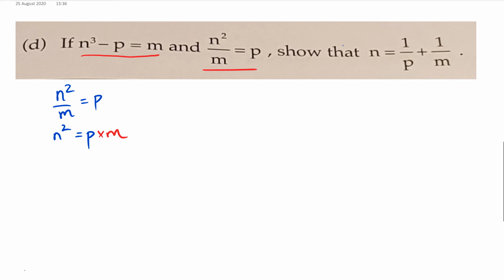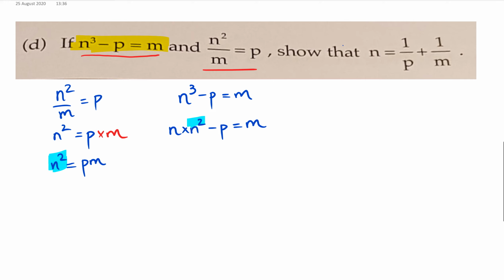So once I have n squared is equal to p times m, I'm going to go back to this equation, which is n cubed minus p equals m. And I'm going to split the n cubed into n multiplied by n squared, minus p equals m. The reason I want to do that is because then I could get rid of the n squared and just have n by itself. Because remember, in the final proof, I want to have n by itself. So that's why I want to try and get rid of that n squared.